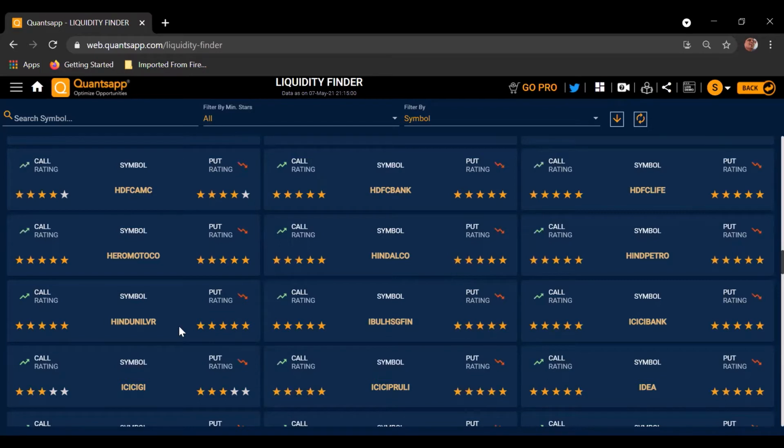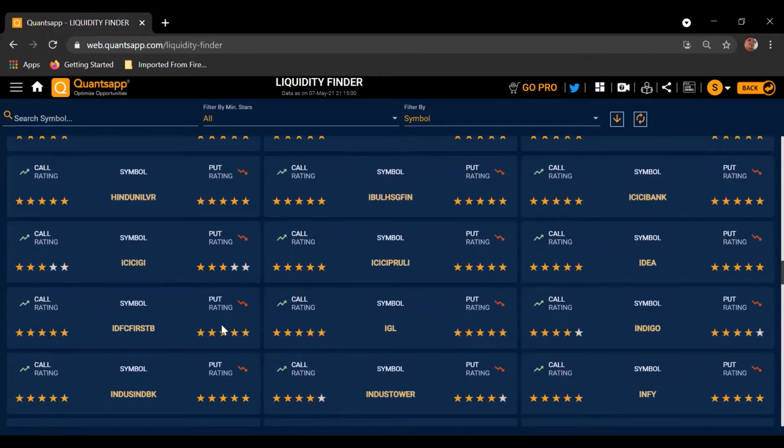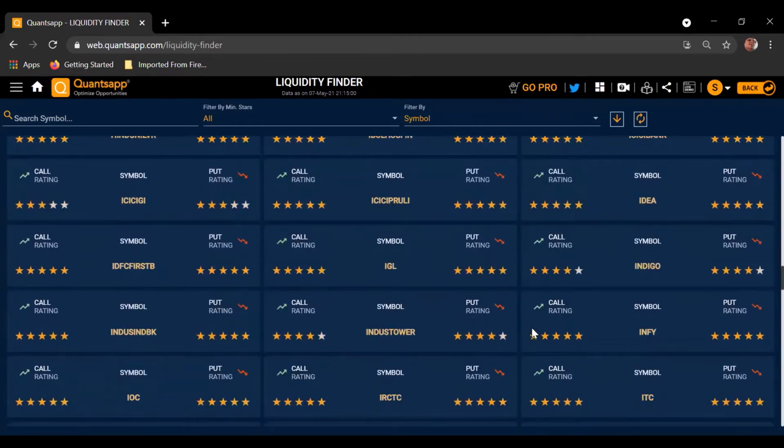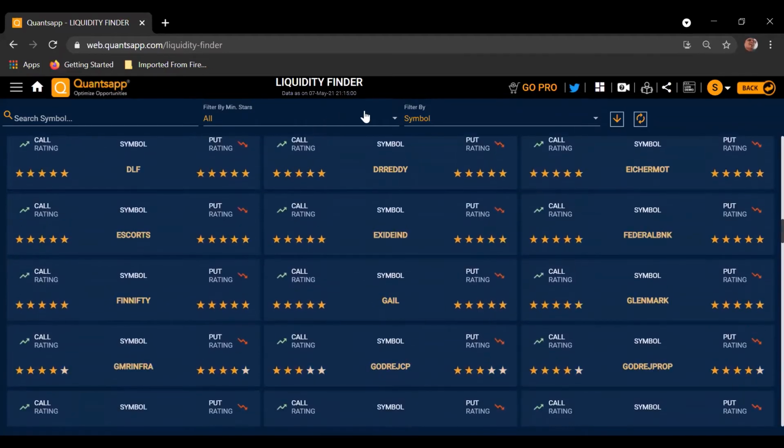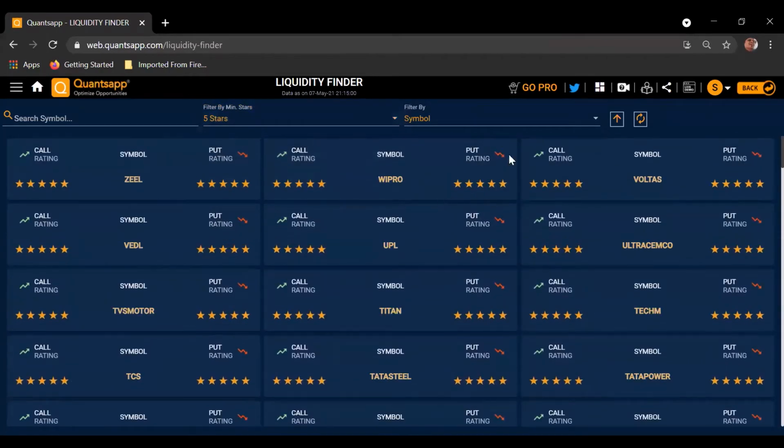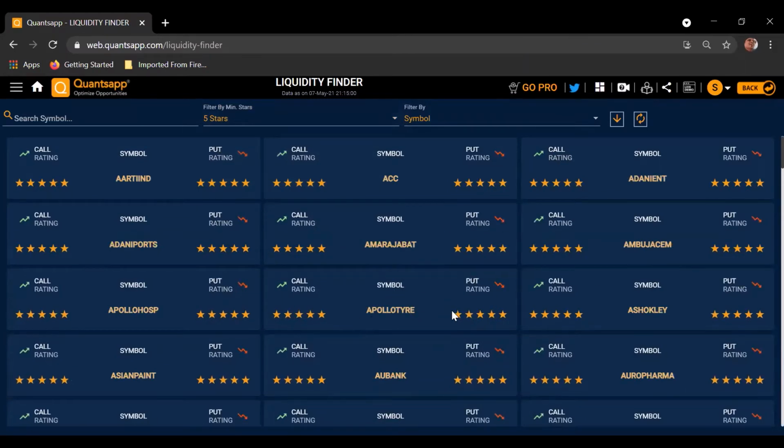Hindustan Lever makes a lot of sense. It's quite liquid, but ICICI, IGL, not so much. So it depends. You can see that Indus Towers is not so liquid, Indigo is not so liquid, and I know that from trading options on those two shares before. But if you're new, you probably wouldn't know. So you can quickly pick out what is liquid and what is not liquid. I can even sort this by 5 stars and then check to see which are the most liquid shares, or where option trading is much easier.